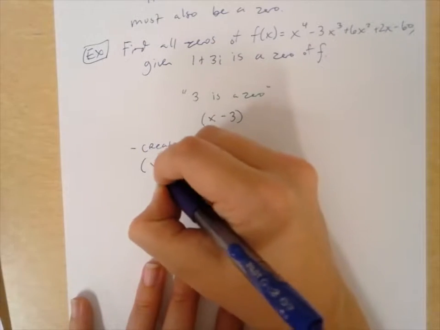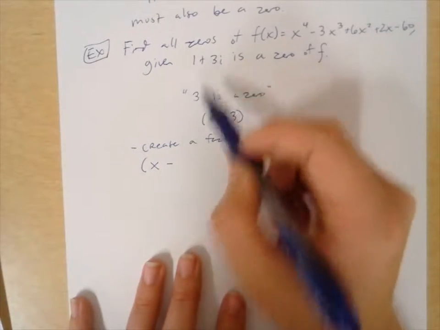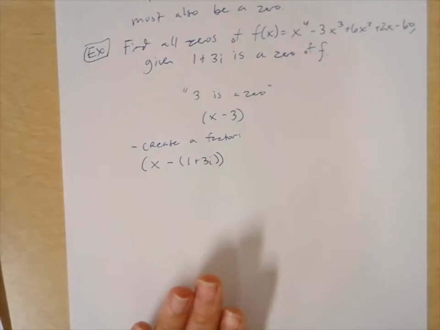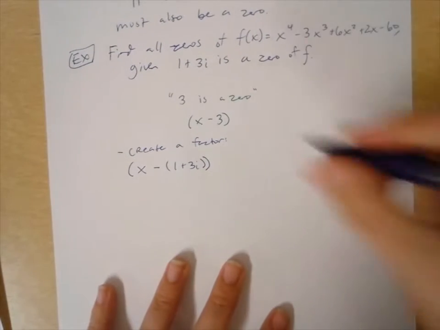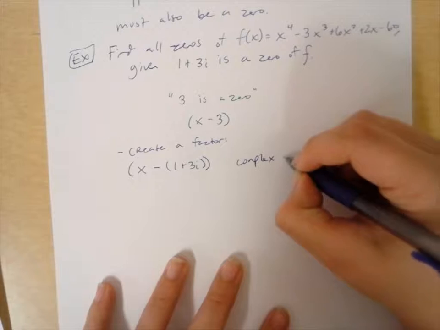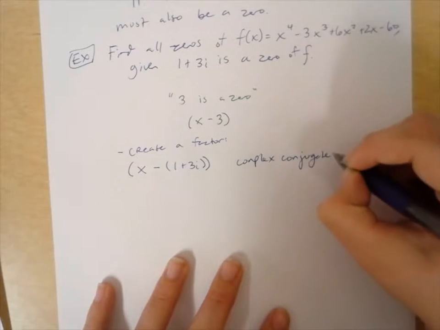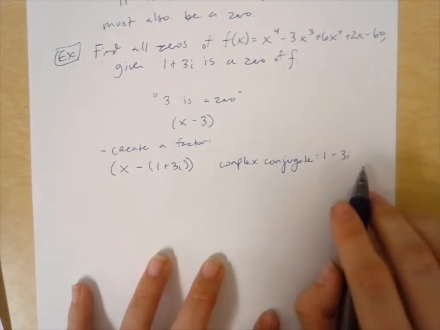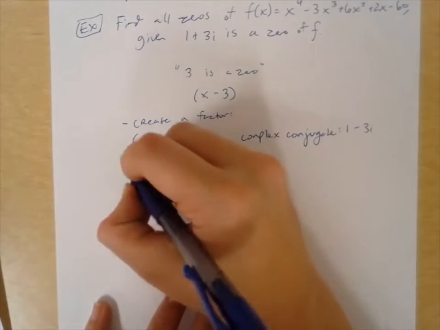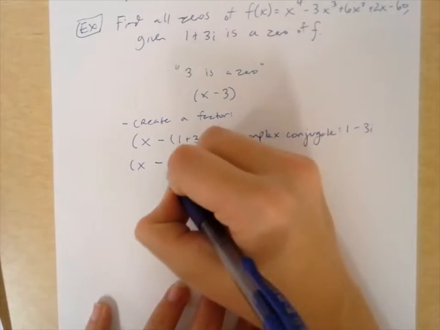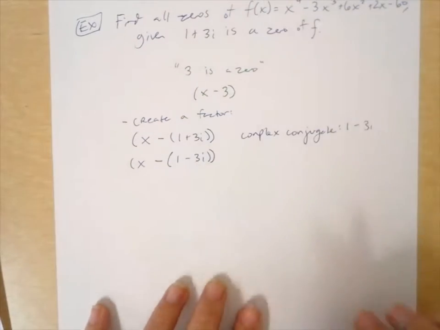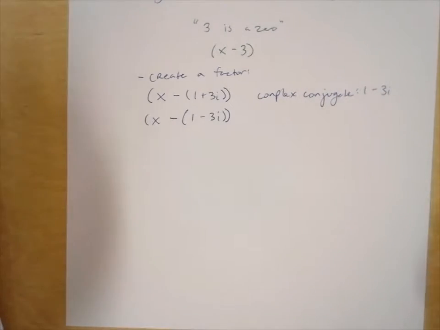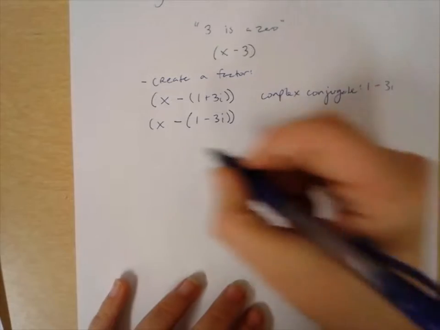We know we have a factor of x minus (1 plus 3i). We also know that the complex conjugate of this complex number is 1 minus 3i, and because of that, we also have another factor of x minus (1 minus 3i). Now we can use this information to create the piece of the polynomial that we have accounted for with these zeros.